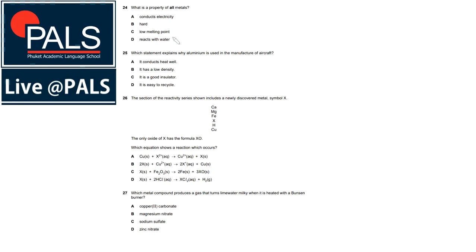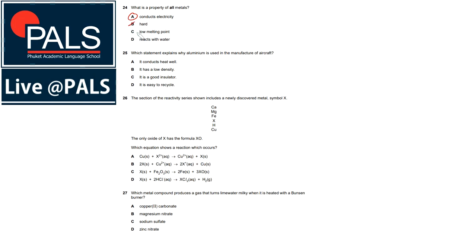What is a property of all metals? Conduct electricity. They're hard. They have low melting points. They react with water. The correct one here is that they conduct electricity. All metals have delocalized electrons because of their metallic bonding, therefore all of them conduct electricity. Most metals are hard, but not all of them. Group 1 metals are relatively soft. They can be cut with a knife, so it's not that.